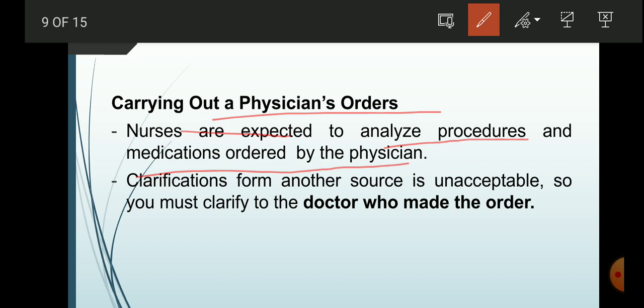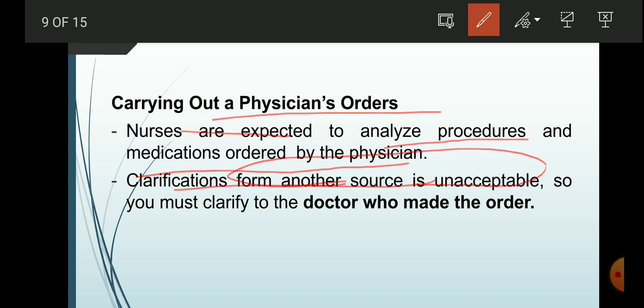You really have to make sure that you read the orders by the doctor thoroughly. You read every word written on that sheet so that there will be no problem. Clarification from another source is unacceptable.